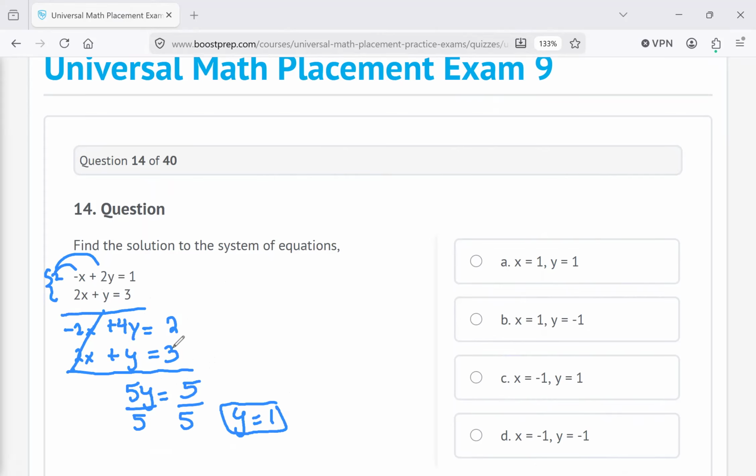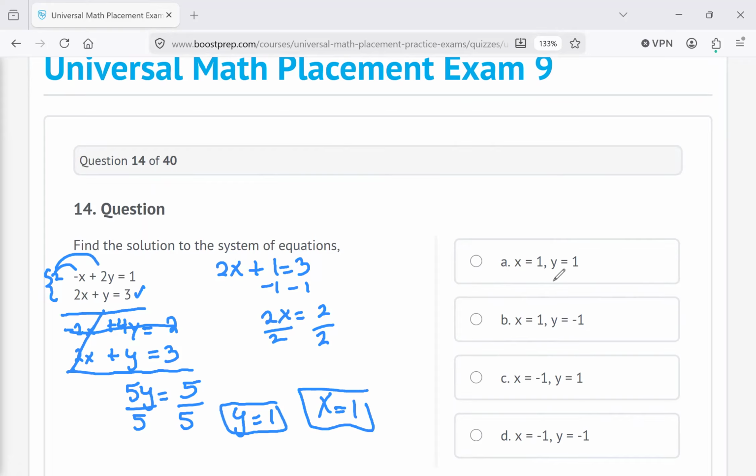Now I'm going to solve for x by plugging this y value into the second one. I could also put it in the first one, but don't put it in the one we changed, since that's not the original, right? So I'm going to put in the second one, so it's 2 times x plus y, which is 1, equals 3. Subtract 1 from both sides. 3 minus 1 is 2. Divide this by 2. You get x equals 1. So x equals 1, y equals 1, so that's an A.